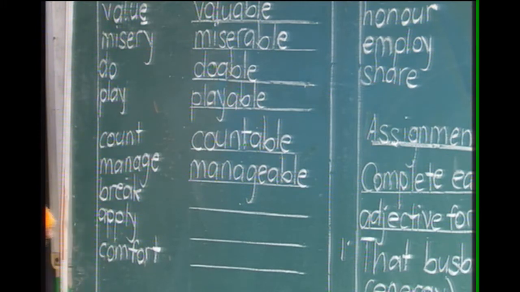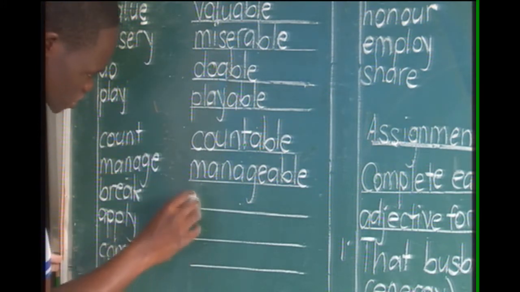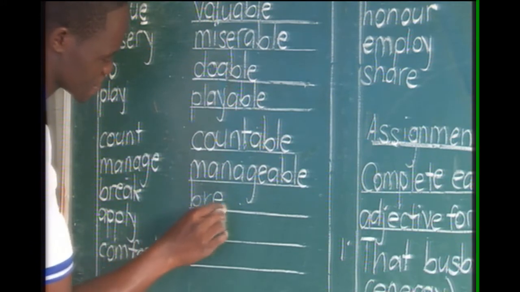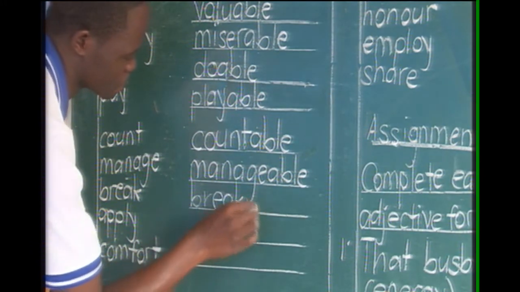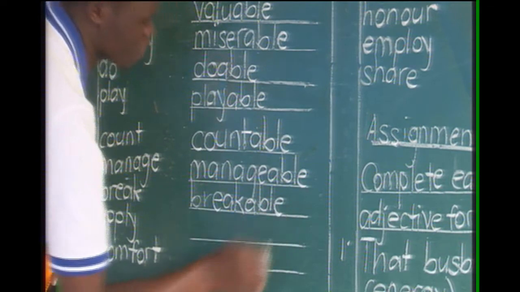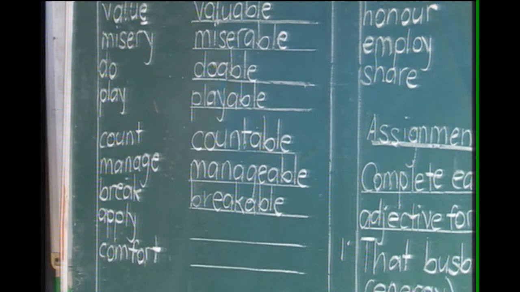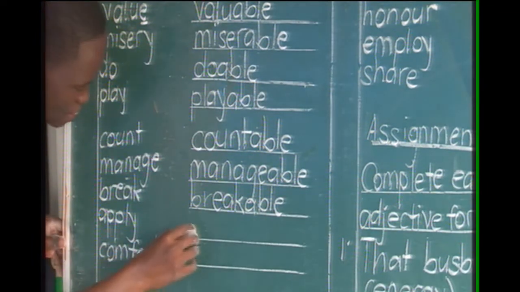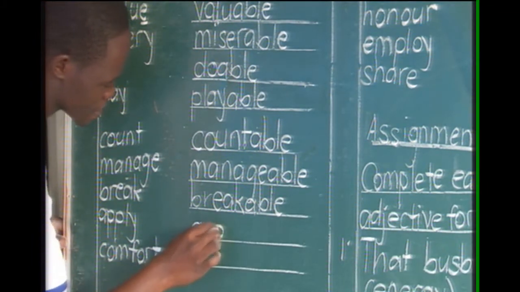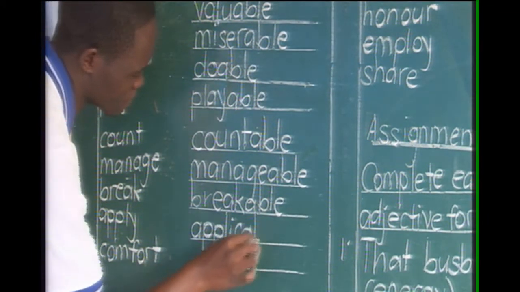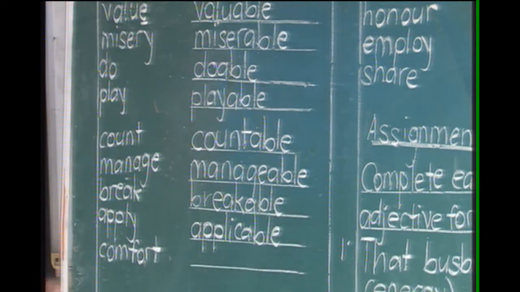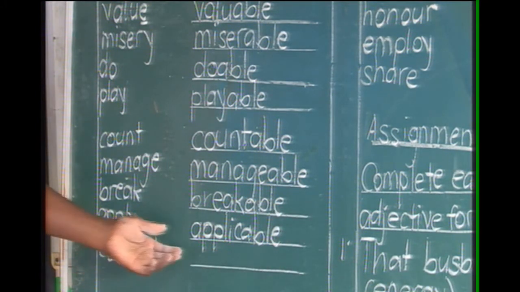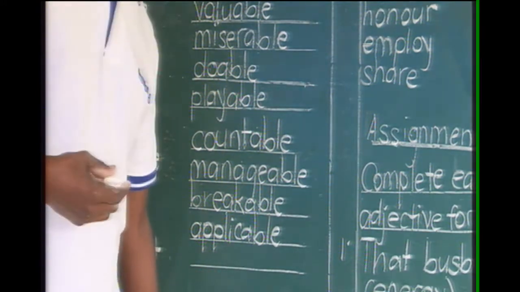Yes, from break, we form breakable as the adjective. So breakable items are items that can be broken. And apply. Apply has its adjective as applicable. Applicable means that can be applied.